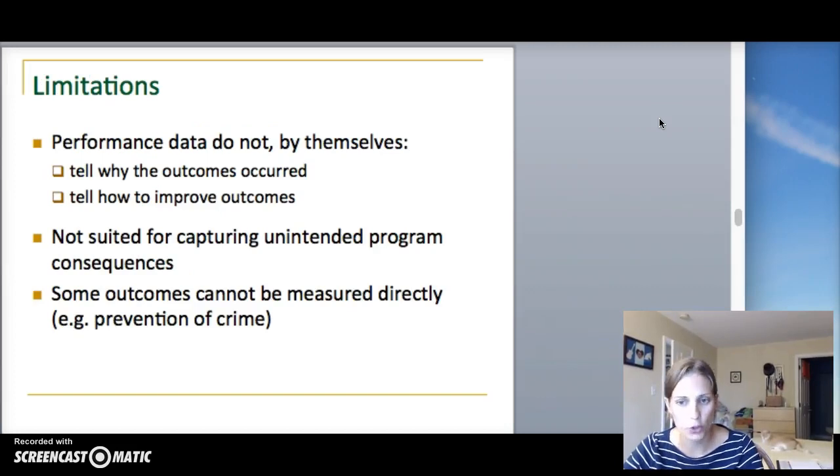So performance measurements are great because they direct activities and communicate priorities within an organization, but they're not perfect nor always necessary. They don't, in and of themselves, tell why an outcome has occurred or how to improve an outcome that didn't turn out the way you wanted it to. Further, they don't always capture unintended consequences. For example, at the same time you're working to decrease car break-ins, the extra patrols and video cameras may also be reducing other types of crime in that neighborhood, and that's not really captured in the measures themselves.